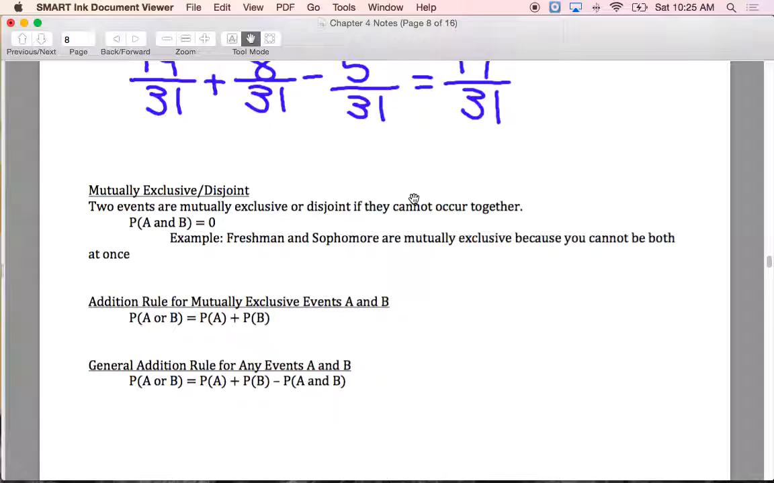Now going through this, I kind of introduced mutually exclusive. So 2 events are mutually exclusive if they cannot occur together. For example, freshmen and sophomores were mutually exclusive. However, sophomore and male was not mutually exclusive. So if you look at our 2 formulas here, if 2 things have nothing in common, we just add them together. But if they have something in common, like sophomores and males had something in common, you have to subtract the number they have in common. So we had to subtract that 5 that they had in common.